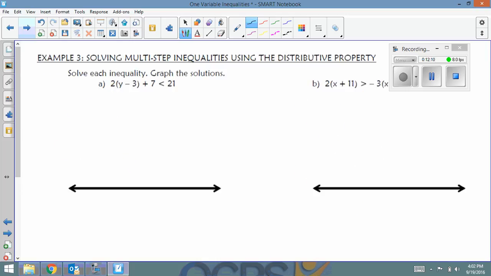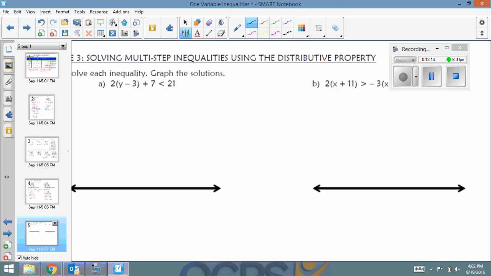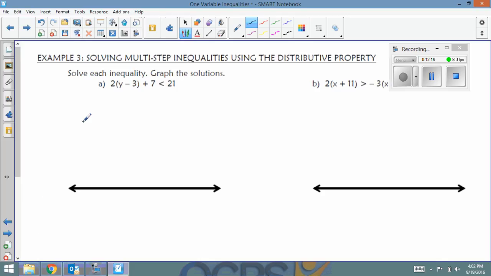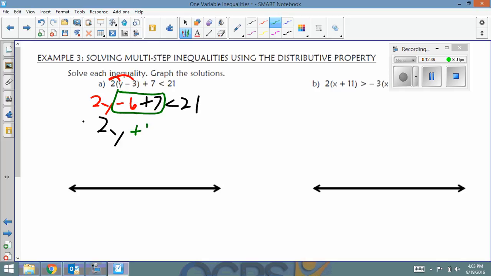And these are our last two. Okay, so let's go over them. So first thing we got to do is distribute. So it's going to give me 2y minus 6. Okay, the plus 7 comes down, the 21 comes down. Okay, we can combine like terms here. Negative 6 plus 7 will give me positive 1.